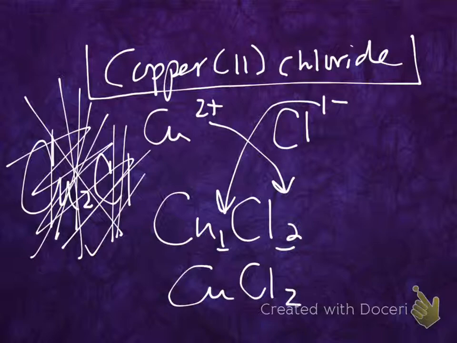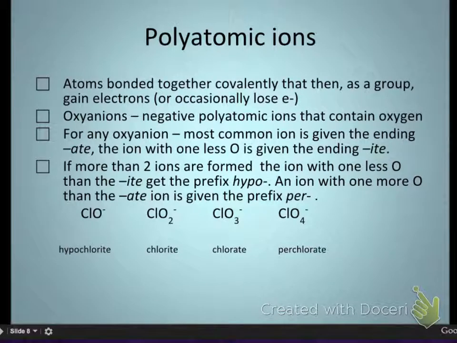Okay, questions, comments, concerns? We're going to talk about polyatomic ions. So up to now, we have been talking about monatomic ions. Monatomic ions are made up of how many atoms? 1. Poly means more than 1, yeah.